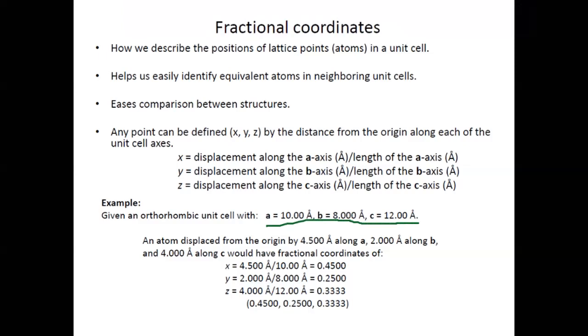So again, we take the amount that it displaced along a particular axis and divide it by the length of the axis. And so this atom would be located at the x value of 0.45, y of 0.25, and z of 0.33. Now, whenever you have an atom that's located on a clean fraction, so clean fraction means, for example, 0.25, 0.5, 0.75, 0.33. Those are very easy to visualize in a unit cell.